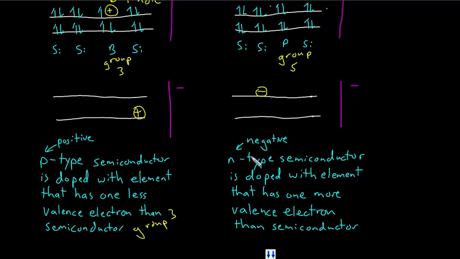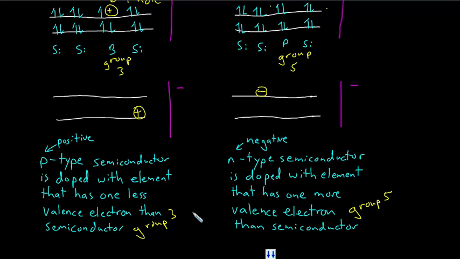You can get n-type semiconductors, which are negative type, that is, they have free electrons, by doping with elements which have one more valence electron than the semiconductor. So most typically, if you're dealing with silicon, that means that you're going to dope with some group 5 element.